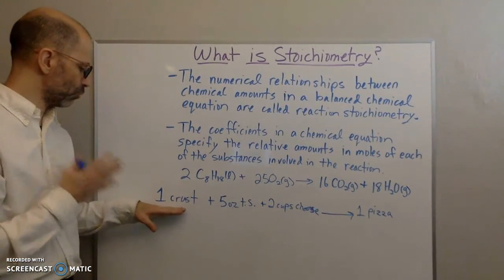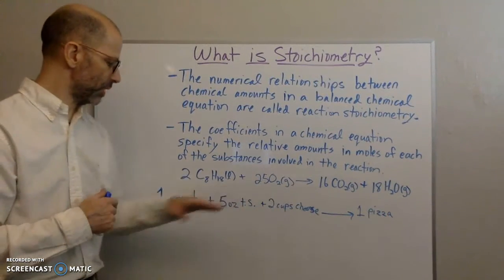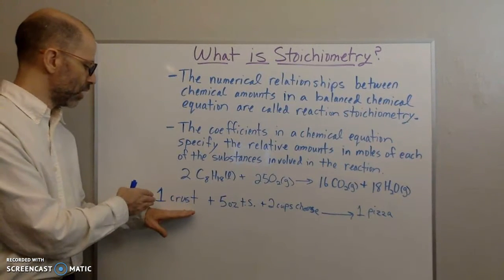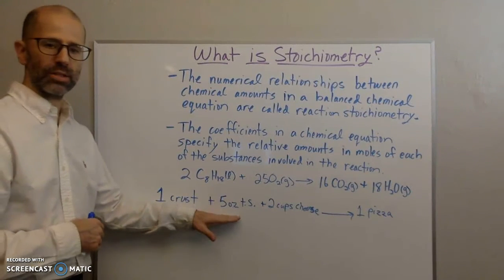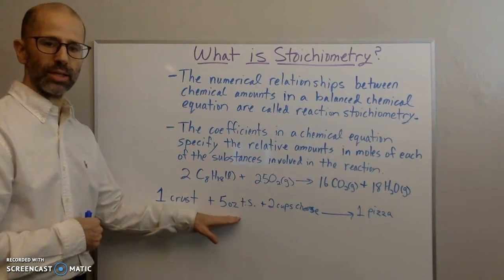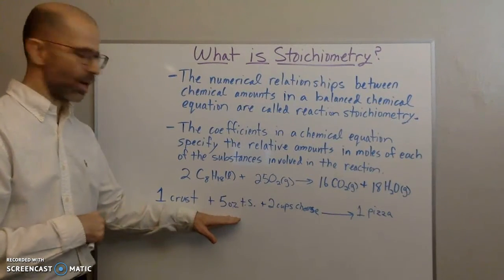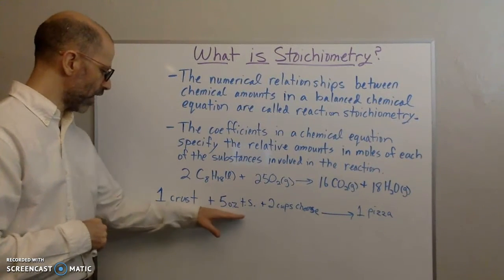So if I want to make 3 pizzas and I have 3 crusts, well, how many ounces of tomato sauce do I need, right? If I want to make 3 pizzas. Well, here's the ratio, 1 to 5.